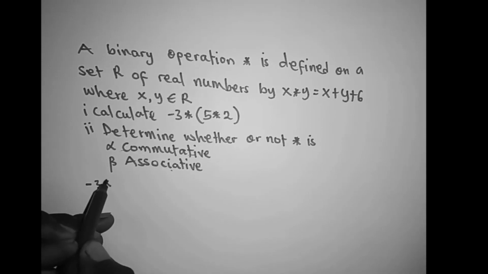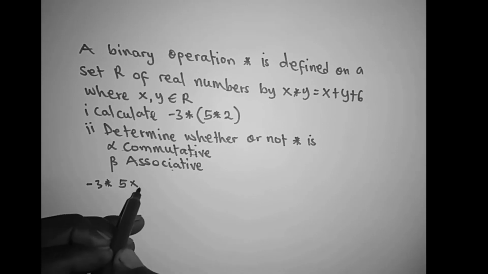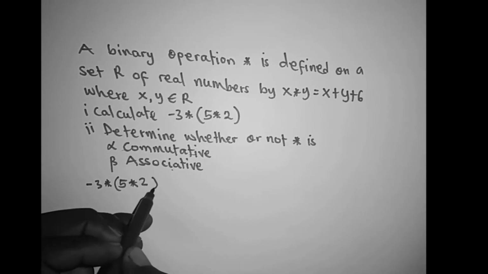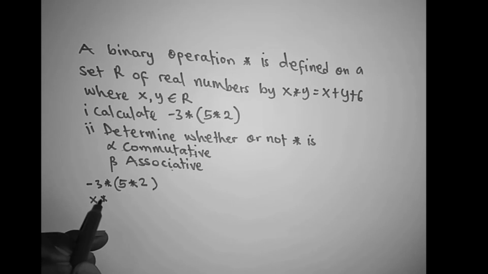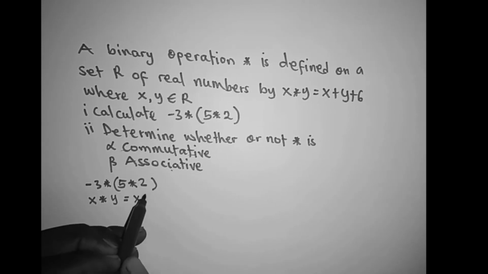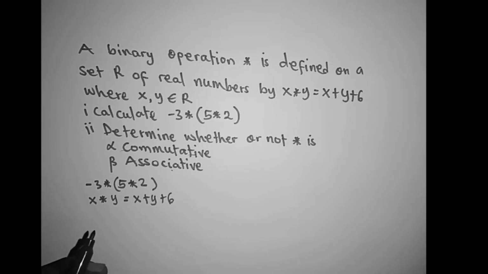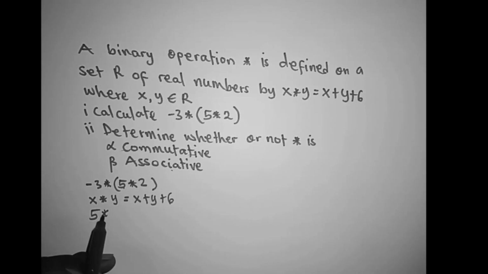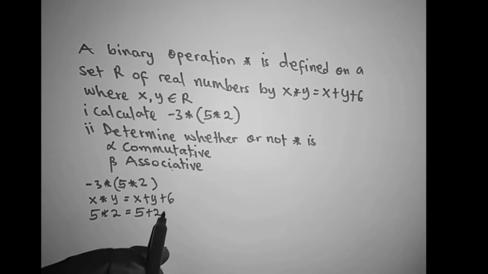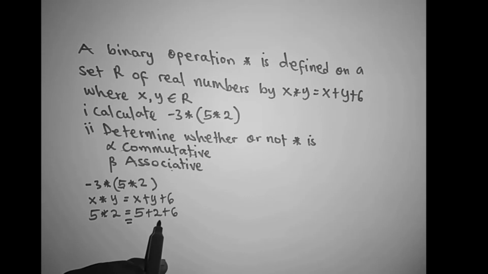Minus 3 operation 5 operation 2. But remember that the operation is x operation y equals x plus y plus 6. So in order to solve this, we need to first determine 5 operation 2, the bracket first. So 5 operation 2 equals, wherever we see x, we put 5, and wherever we see y, we put 2. So it becomes 5 plus 2 plus 6. 5 plus 2 is 7. 7 plus 6 is 13.